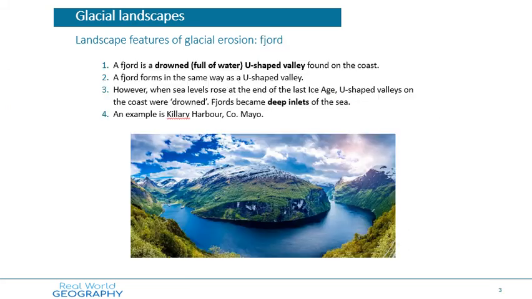Okay, and what happens then is as the glacier moves down, it erodes our V-shaped valley and erodes it into a U-shape. Okay, now here in front of us we have a U-shaped valley, but it is full of water, and this is called a fjord. Okay, so this is another feature of glacial erosion, a fjord.